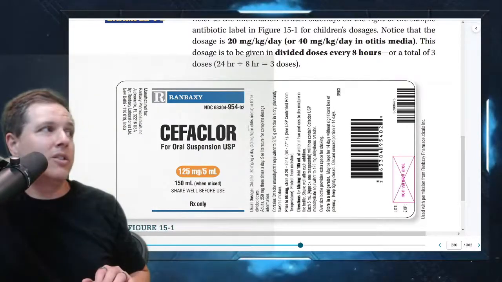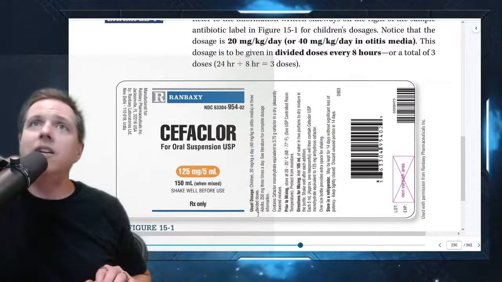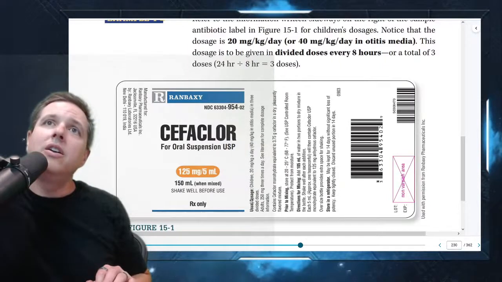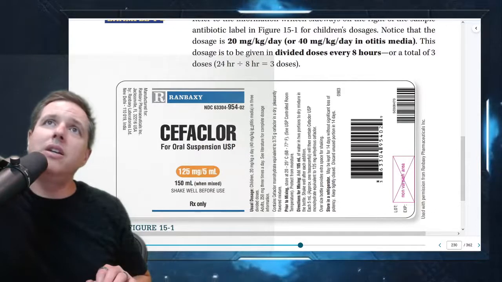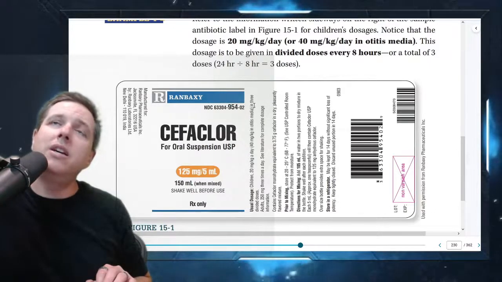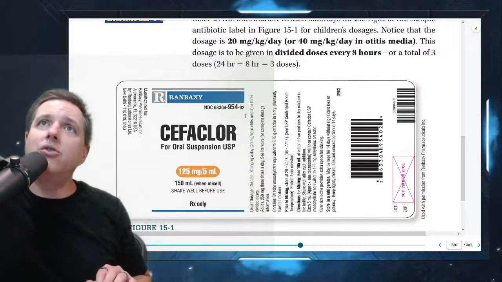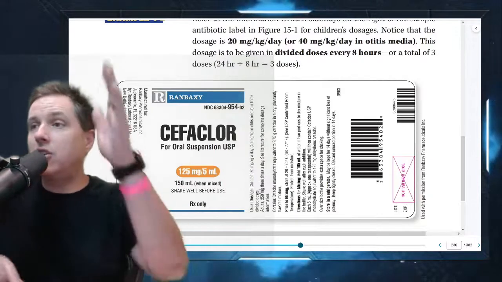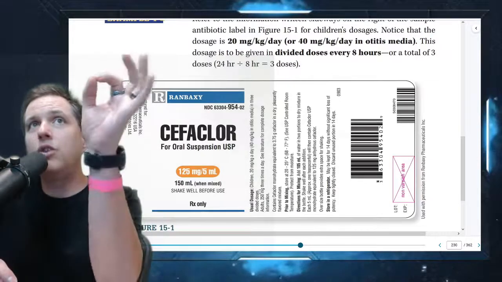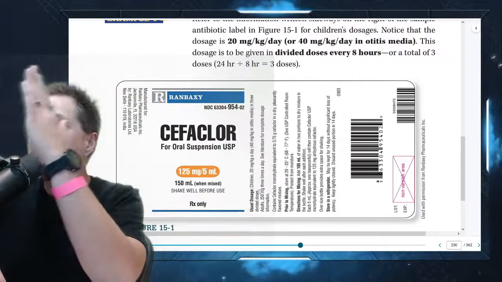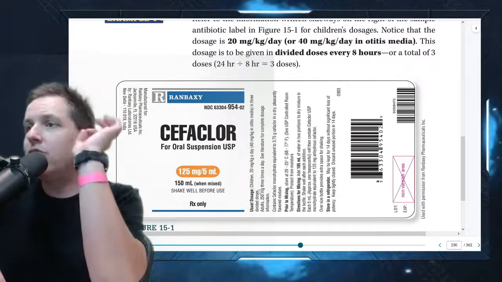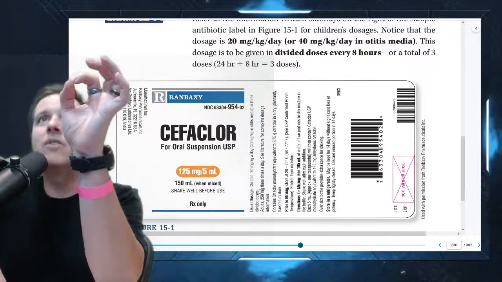But we can see right on this first line of the sideways writing, it says usual dosage, children, 20 milligrams per kilogram a day, 40 milligrams per kilogram in otitis media in 3 divided doses. So it says in 3 divided doses, meaning this is the total amount they're supposed to get in a given day. You're going to divide that by 3 and give it out in 3 equal pieces, okay?